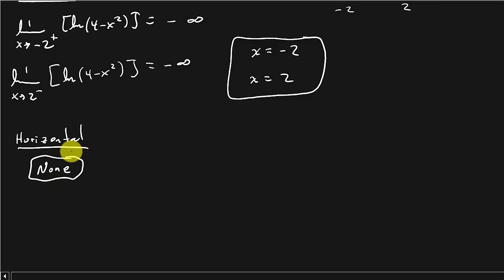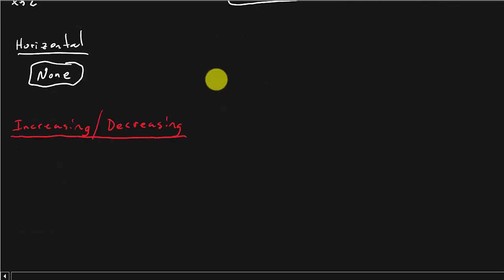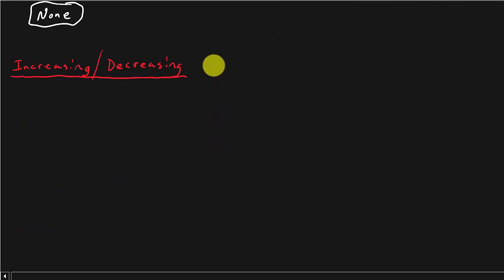All right, so what do we have now? Well, now we've got increasing and decreasing. So, so far this one hasn't been too bad. All right, so for increasing and decreasing, let's write the function down again. y equals natural log of 4 minus x squared. And we have to take the derivative.